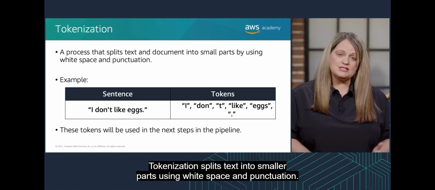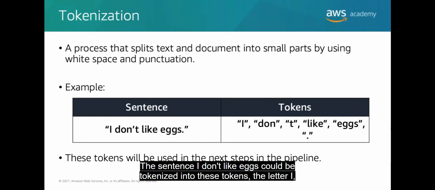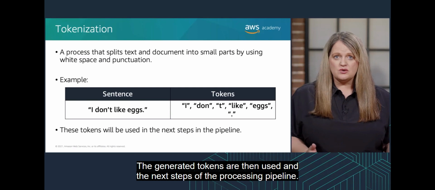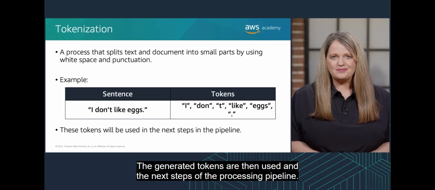Tokenization splits text into smaller parts using whitespace and punctuation. The sentence "I don't like eggs" could be tokenized into these tokens: the letter I, the word fragment don't, the letter T, the word like, the word eggs, and the period. Exactly how this is done depends on the tokenizer you use. The generated tokens are then used in the next steps of the processing pipeline.